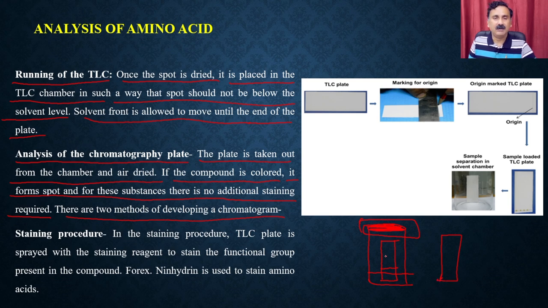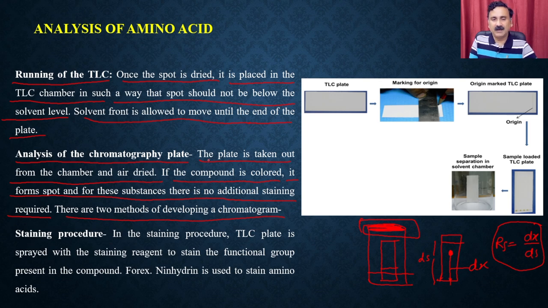If the analytes like the amino acids are colored, then they are going to give you a spot, and then you can directly take all the measurements. So this is the DS, the solvent front you have run, and then you can take the calculation of this, which is going to be DX, and then you can calculate the RF value by DX divided by DS. So for this, the position of the spot is very important, right?